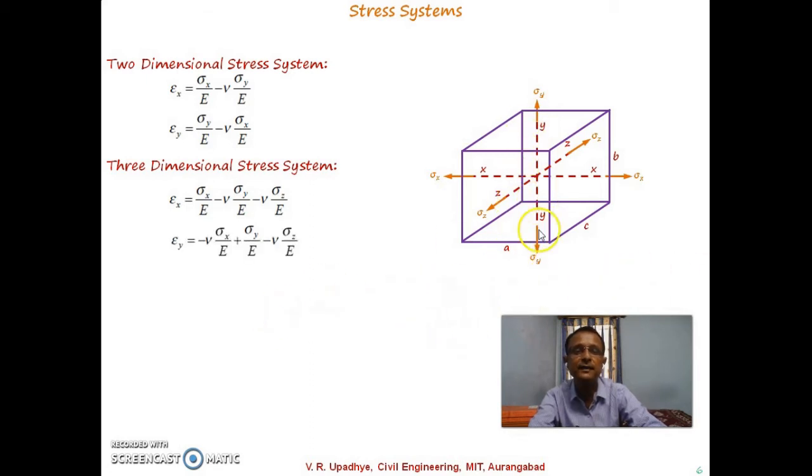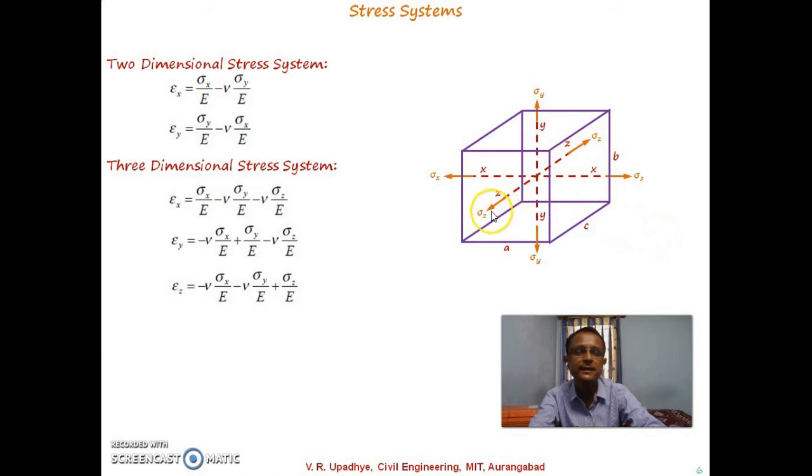Now due to sigma y there will be the longitudinal strain, and that will be this part, sigma y divided by E, and due to sigma x and sigma z along the y-axis there will be lateral strain. So that will become minus mu times sigma x divided by E and minus mu times sigma z divided by E. Similarly, for the z-axis, strain will become minus mu times sigma x divided by E minus mu times sigma y divided by E plus sigma z divided by E.